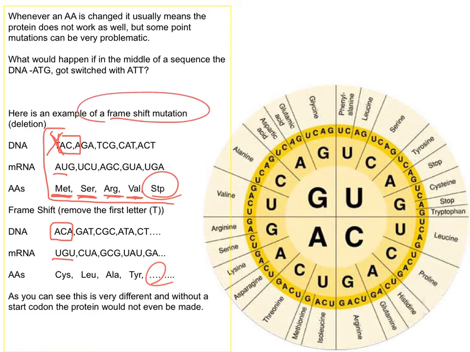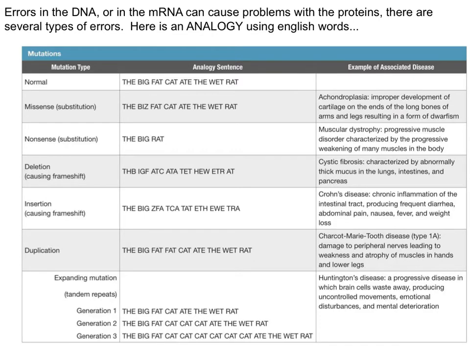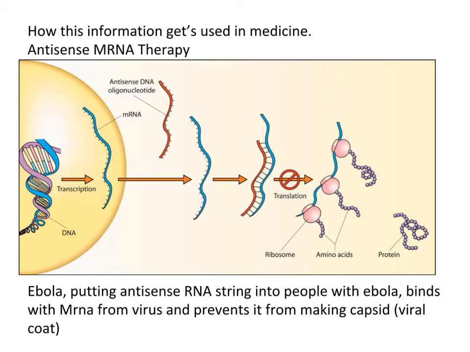So frameshift mutations, whether you have a deletion, this would be a deletion, right? Or you could also have an insertion. They are going to be much, much more consequential. This is just another example of frameshift mutations, or all different types of mutations, but it's using these kind of strange analogy sentences. You can look over this if you want. I don't find it particularly helpful.